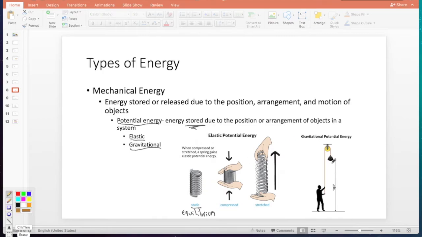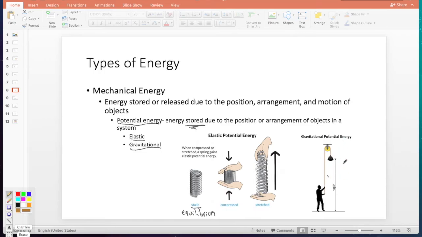Same exact thing with gravitational potential. Where does this weight want to be? When is it going to be chilled out? Yeah, when it's on the floor. So the further you move it up, away from ground level, the more potential energy it's going to have. So both of these depend on something like distance. How far have you stretched or compressed the spring? How high up? How far have you moved the mass?